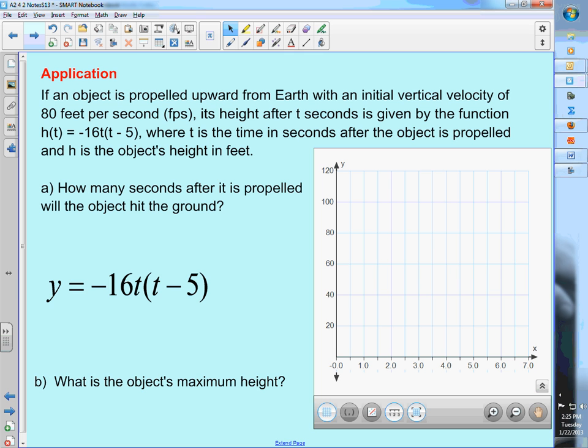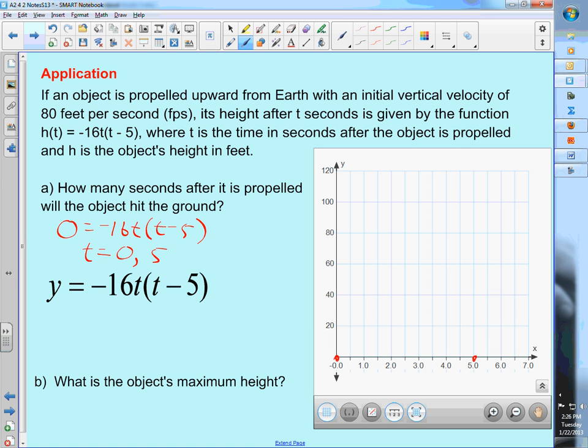So if we want to know how long it takes till the object hits the ground, we're going to plug in 0 for the height. And in this case, we have this function. What are the values of t that make that equation true? 0 and 5. What do those values for t mean? Outstanding. Those are the x-intercepts. So in this particular case, we are expecting to have x-intercepts at 0 and 5.